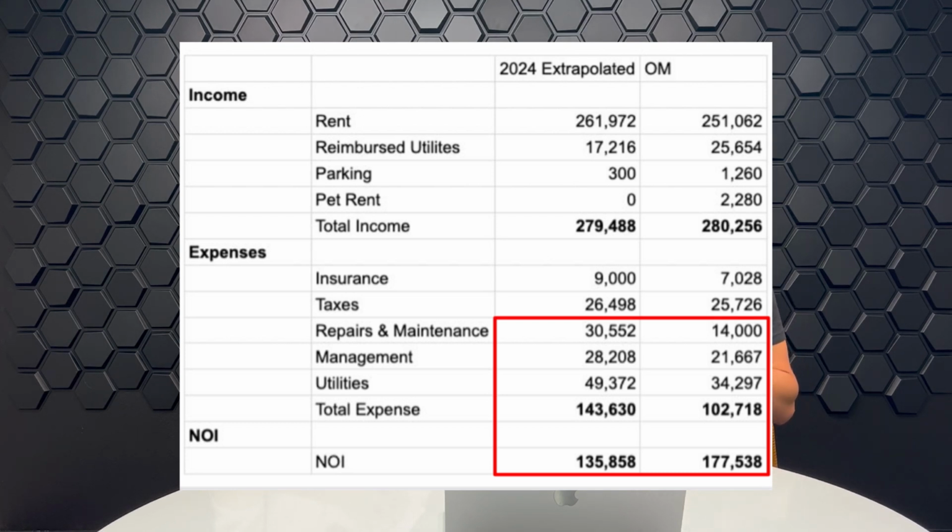And then we're looking at repairs and maintenance again. This is the big thing. As you guys remember, repairs and maintenance was $90,000 a year and then extrapolated out to $30,000 a year for 2024. On the OM, they were only showing $14,000. So it's not even close to what they were saying or how it actually reported it was performing. Right. So that's a big thing to want to figure out again. Why would there be such a big difference? How does that happen in a process?